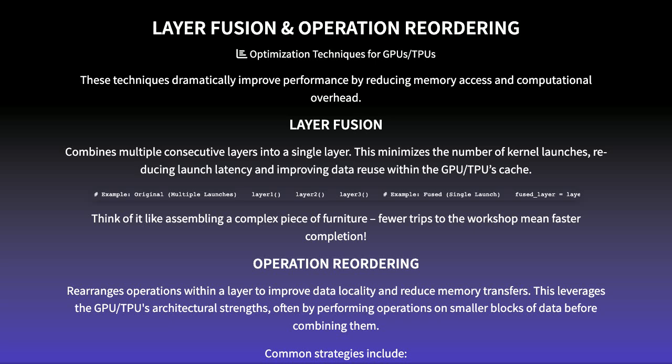This involves rearranging how we perform operations within a layer. We can change how tensors are arranged in memory or even tweak the order of loops to better utilize the GPU internal architecture and reduce those costly data transfers, which is where much of the performance bottleneck often lies.